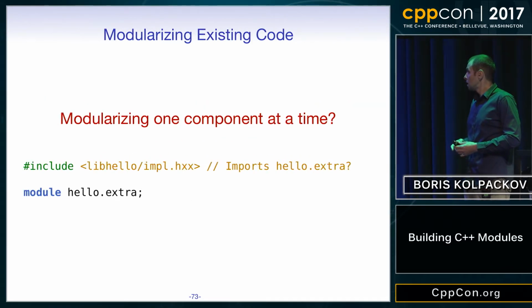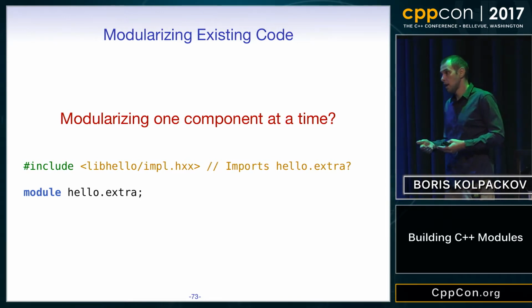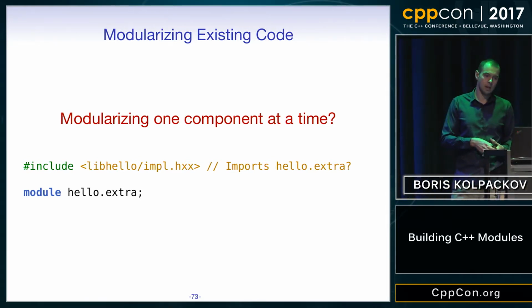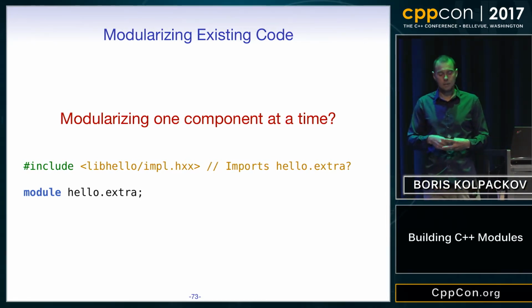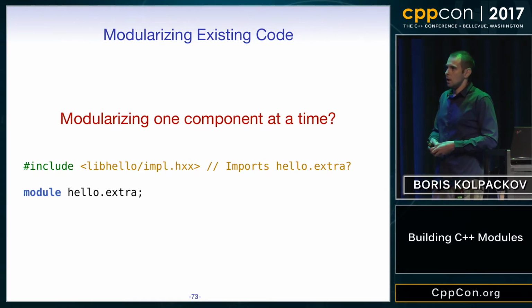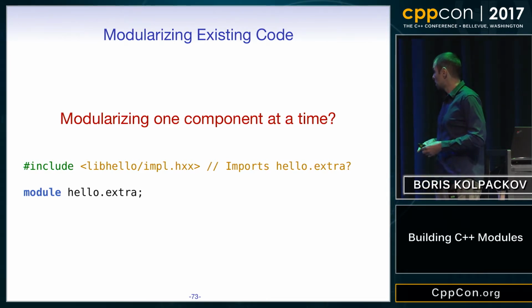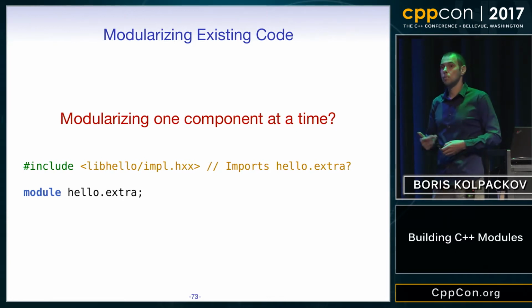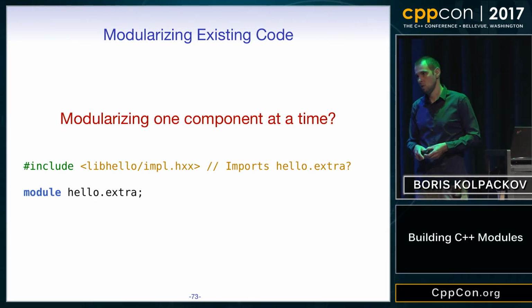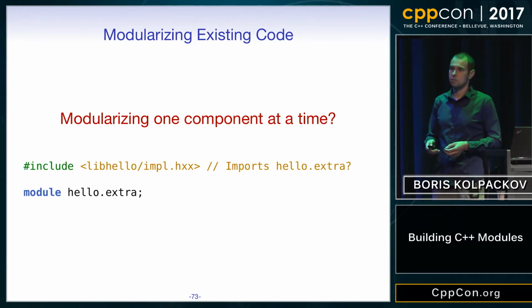Right. Now, it would be nice to be able to modularize one header, one module at a time. Again, this does not work very well because you are still using includes. Sometimes you'll end up with bizarre situations like you include a header that imports a module in its own implementation unit. So none of the implementations currently handle this gracefully.